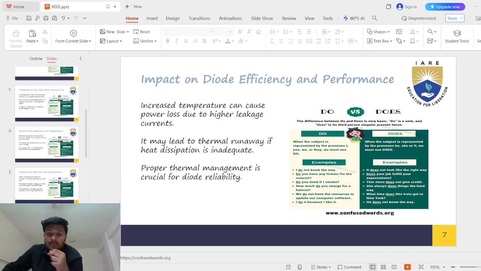If the heat keeps building up and is not removed properly, the diode can get even hotter. This is known as thermal runaway. It's like a loop where heat causes more current and more current causes more heat, which can damage the diode. That's why good cooling or thermal management, like using heat sinks or proper ventilation, is very important to keep the diode working safely and reliably.